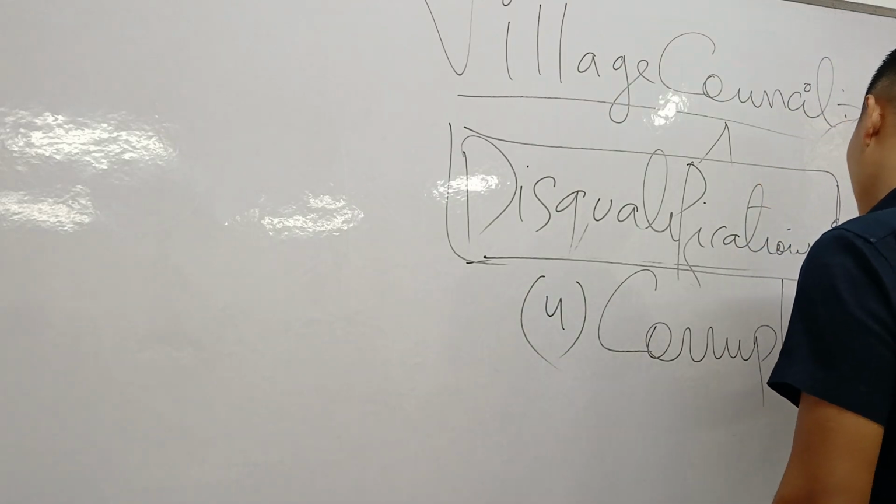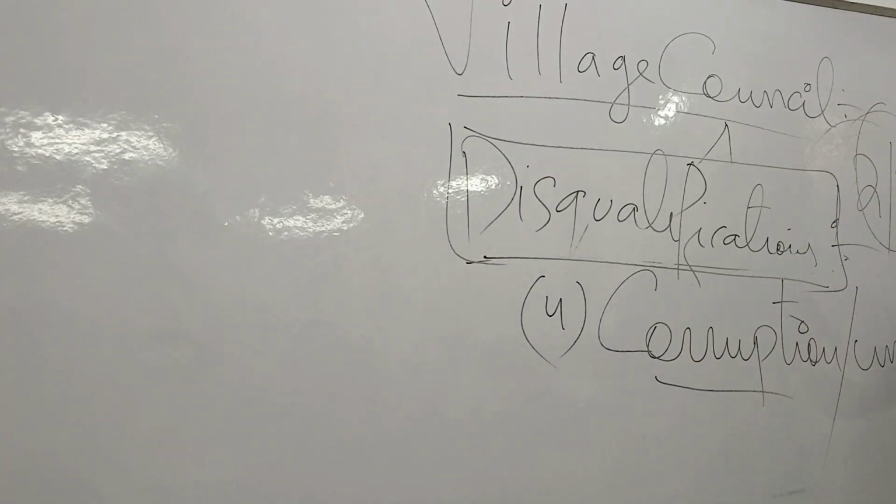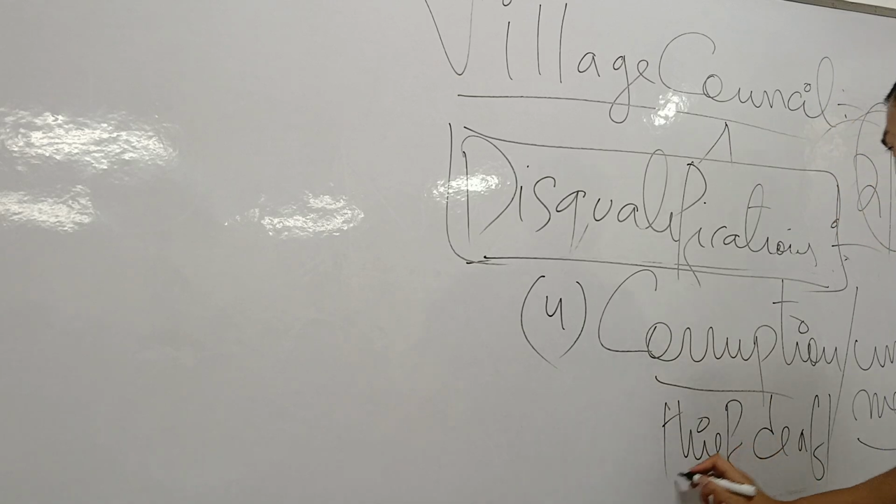If you are involved in corruption, right? Unfair means, corruption. See, if you are involved in corruption, unfair means, suppose if you have stolen something, or if you are involved in corruption cases, you will never ever be allowed to be a member of the village council. You're going to be removed immediately.